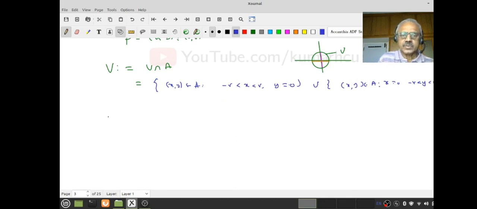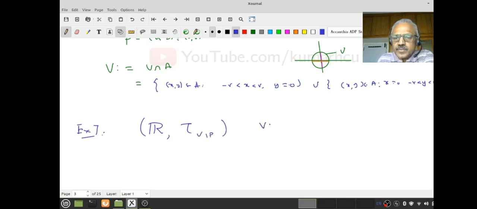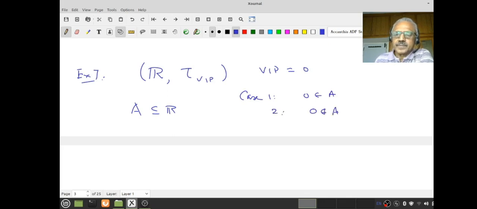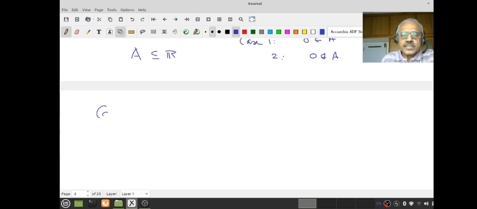So now let's go to example number 7. Let us look at the simplest case: R with the VIP topology, with VIP of course as usual 0. Now suppose A is a subset of R. Now 0 is the VIP, and A is a subset of R. What are the natural cases I should consider? There are two cases. Case 1, when 0 is in A. Case 2, when 0 is not in A. Let's look at case 1.